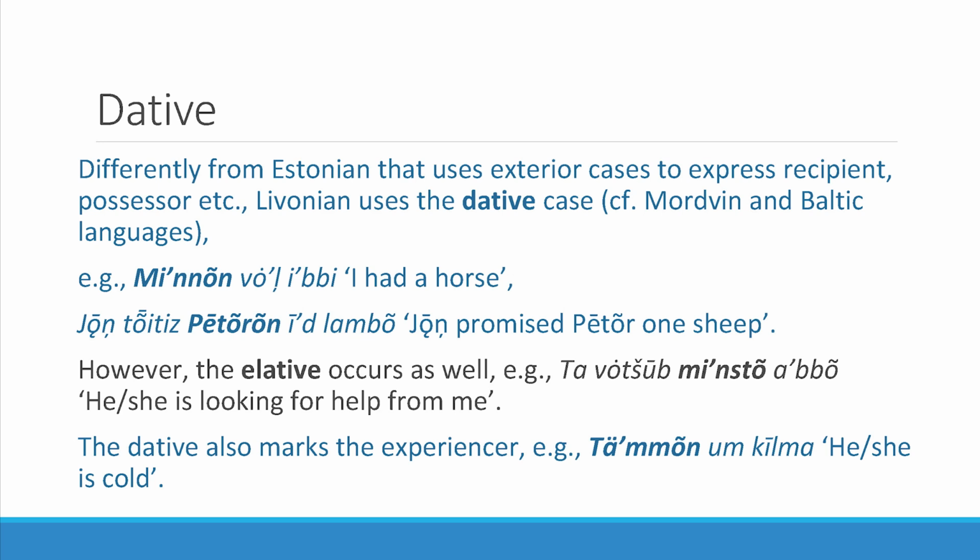And it also marks the experiencer. So when I say tammanum kiilma, he or she is cold. But sometimes this elative also occurs instead of dative in this case. So tavotšup minste ab, but not tavotšup minnen ab. So sometimes also elative occurs. So he or she is looking for help from me.